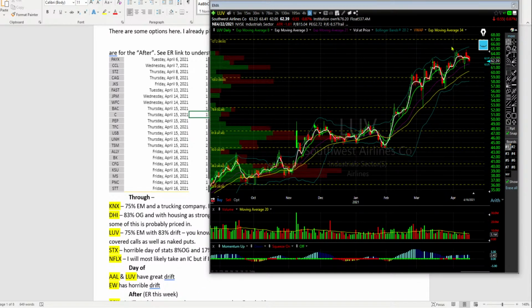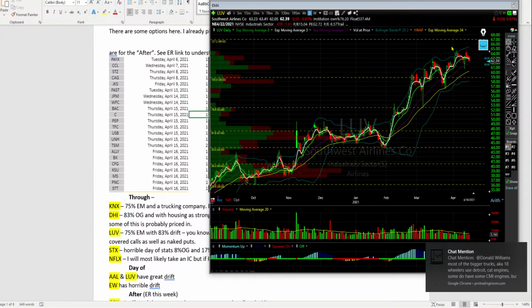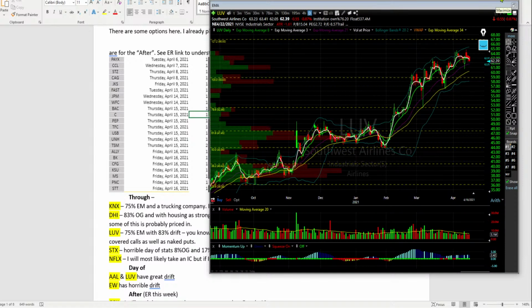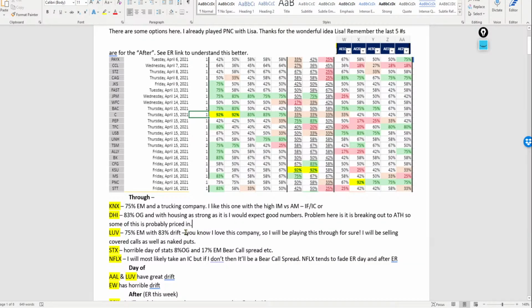But I think the forward-looking statements for the airlines are going to be really good. I really do. And Love is my favorite airline. They do the best with the money that they have. When they put out their financials, you could see Love did the best with the money they had. And so it's my favorite company to play airlines with.